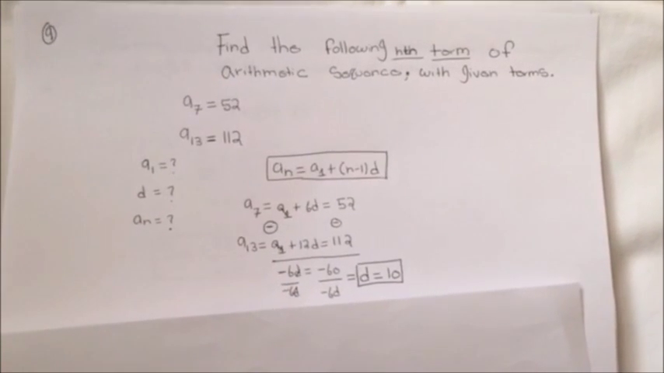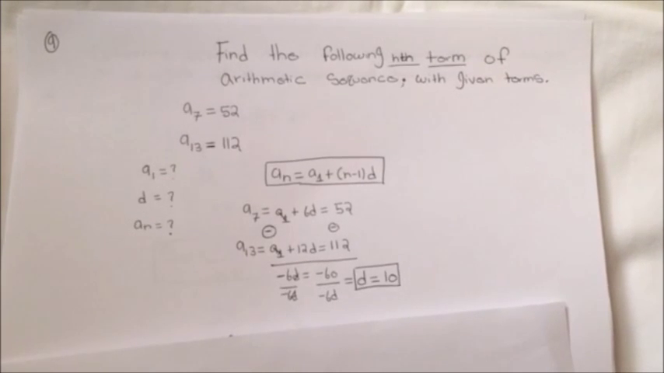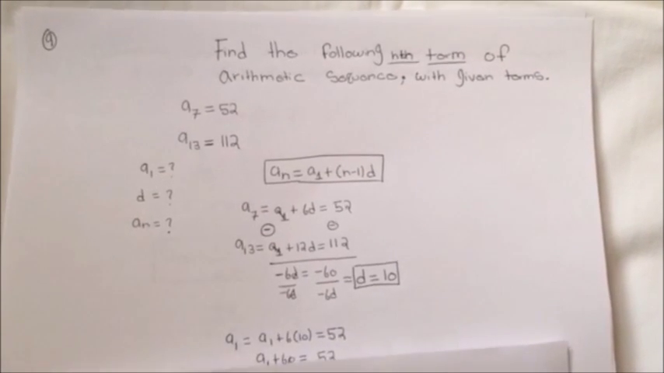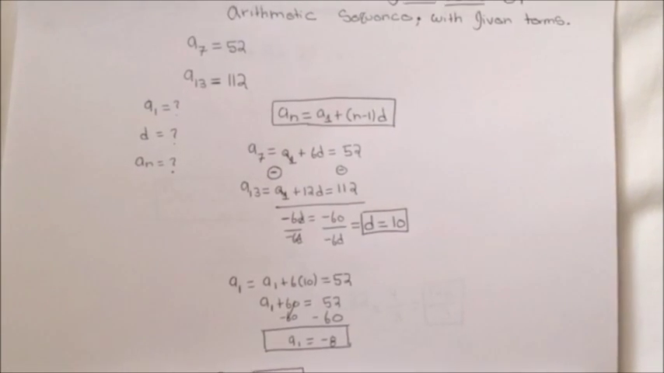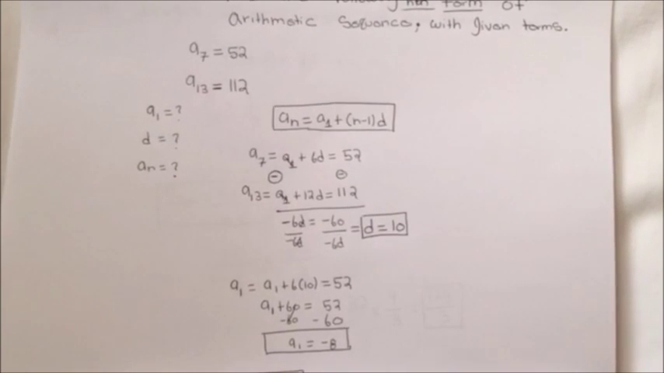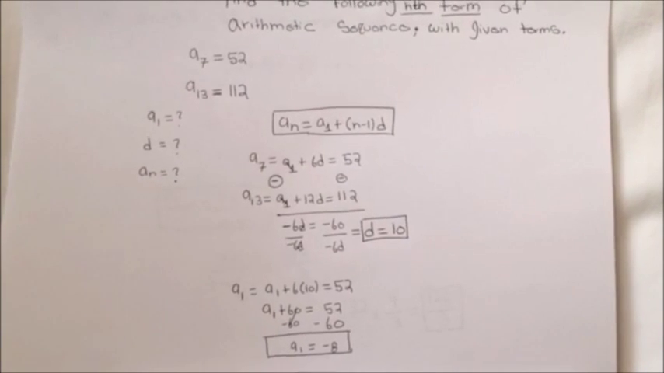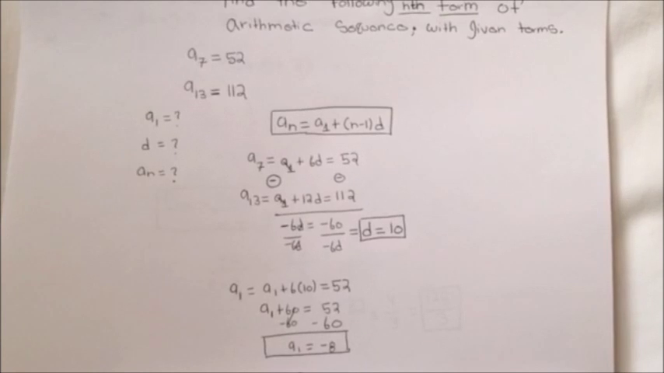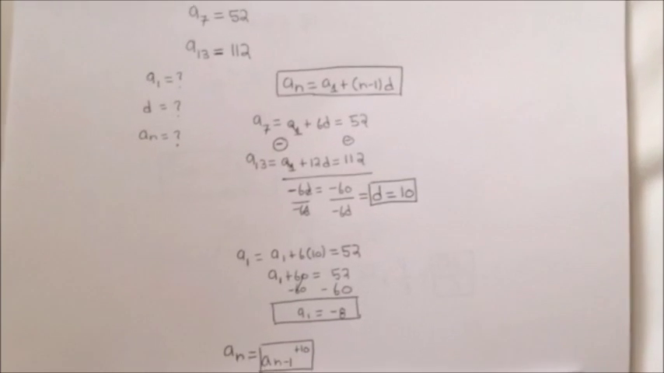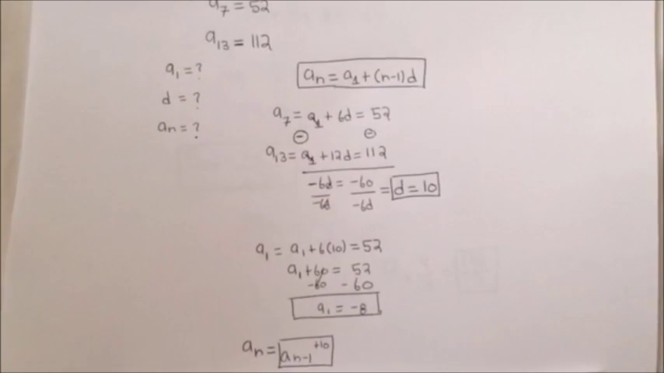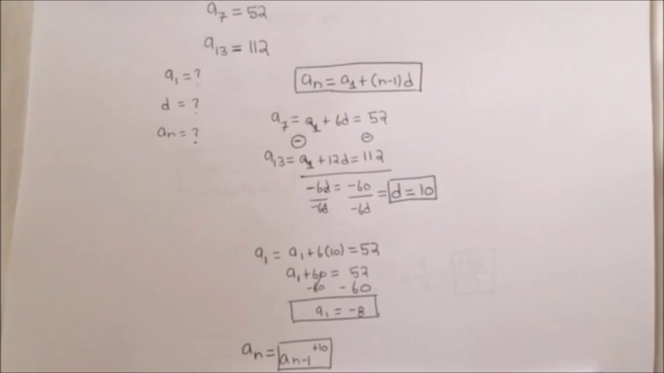Now we find a1. We just substitute d equals 10 in any equation. So here it is. a1 plus 60 equals 52. Subtract 60 from both sides, which gives us a1 equals negative 8. For an, we just substitute in the formula. an equals a(n minus 1) plus d. Our d is 10, which is positive, so it's going to be plus 10.